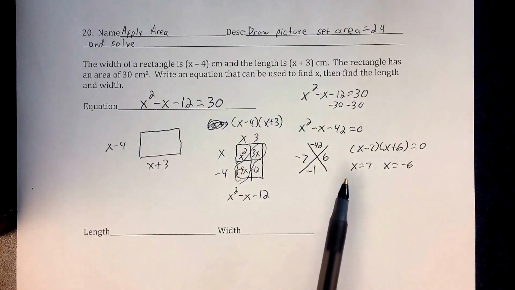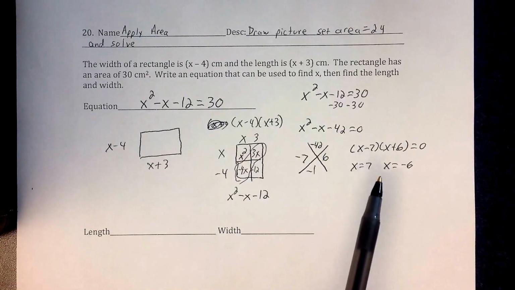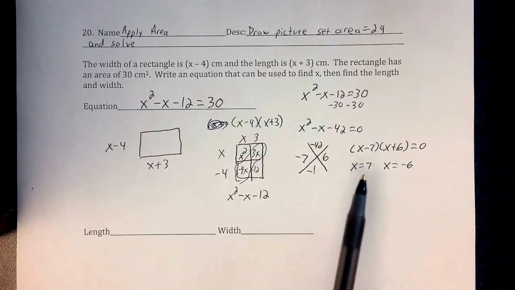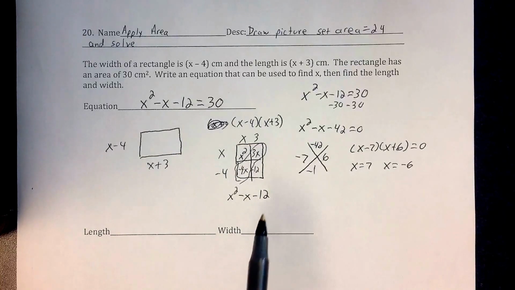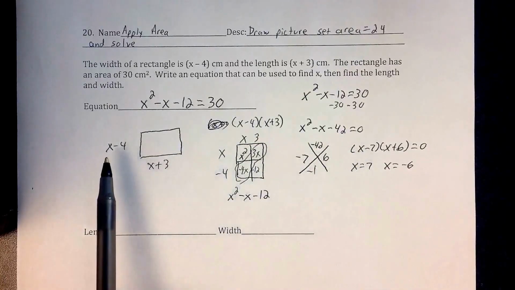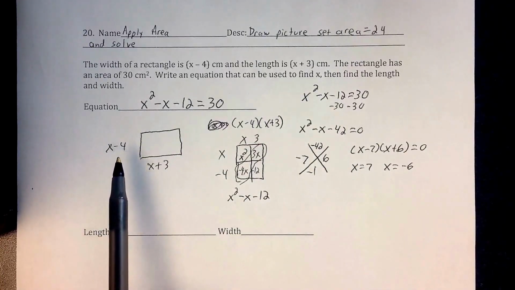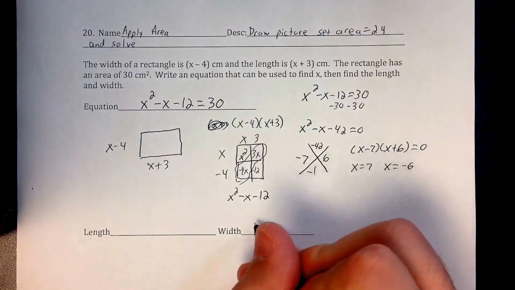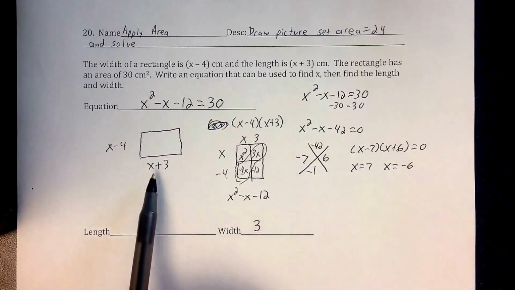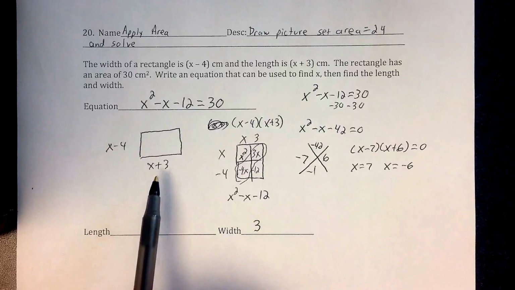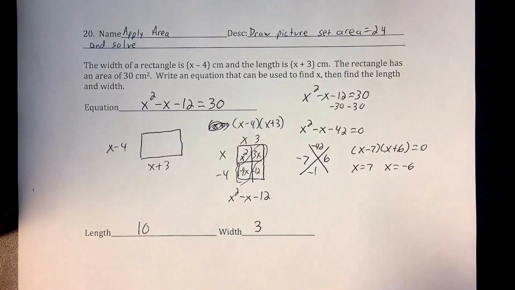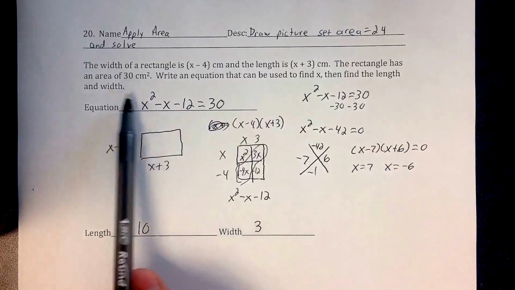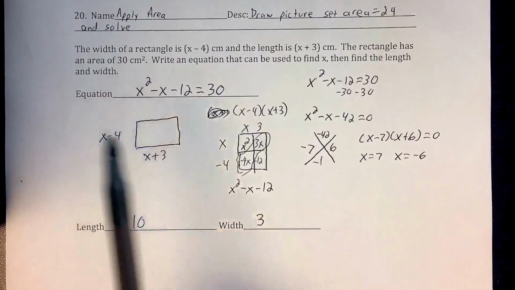So now we've got x values, now we've got to see which one works. So let's check x equals 7 over here. It wants us to find the width, which means I could just put in 7 for the x. 7 minus 4 is 3, so my width could be 3. Put in 7 here, 7 plus 3 is 10, so my length would be 10. Now 10 times 3 is 30, so yeah, that one works, that's fine.